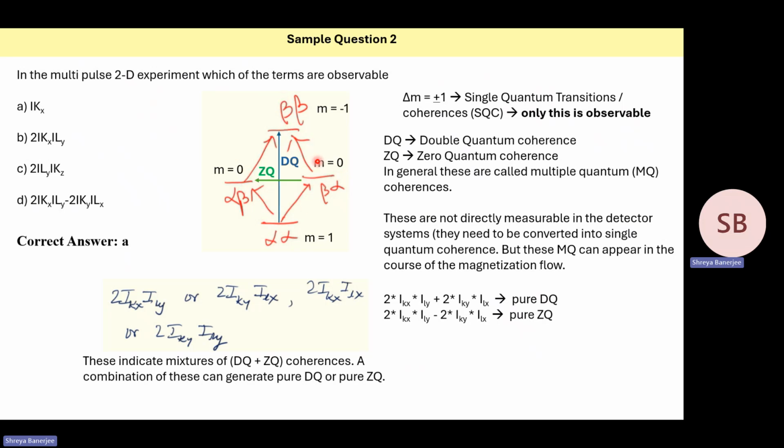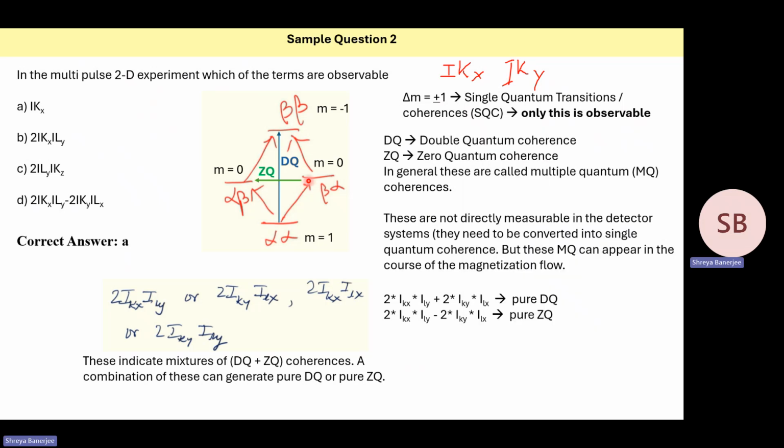The red arrows shown are the only allowed transitions, and these are called single quantum coherence because m is changing by only plus minus 1. This is the only kind of transition that is observable. And how are these represented? These are represented by IKX or IKY. IKZ we normally don't see because we keep the detector in the transverse plane, so it's IKX or IKY.